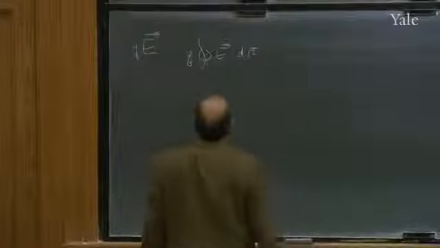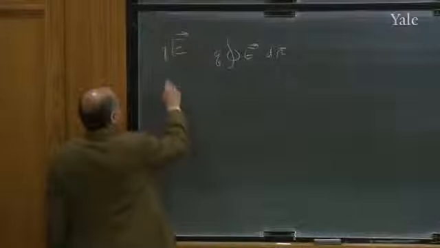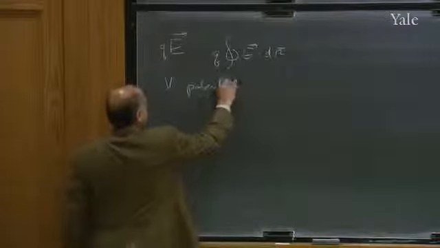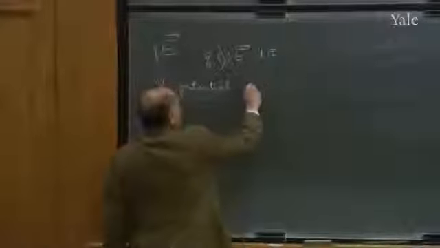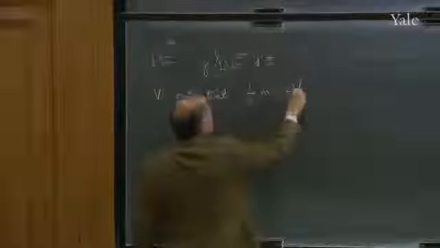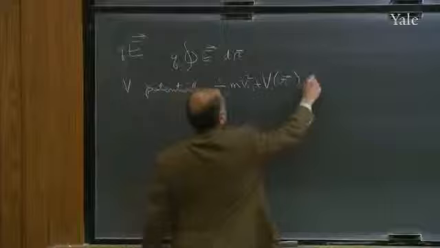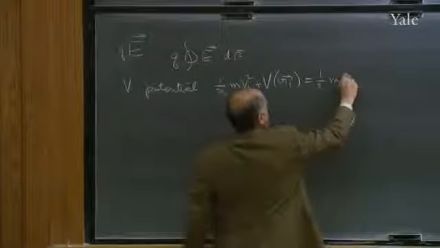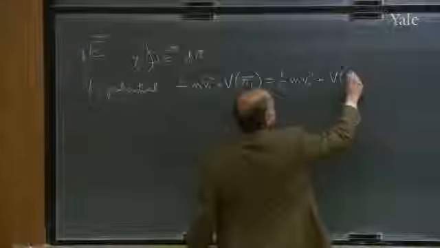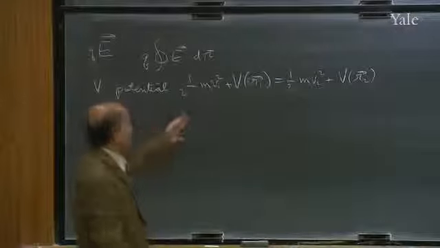That means we can define for this problem a potential, V, which is called the potential, so that 1/2 m v1 squared. This is a little v, this is big V. Capital V at the point R1 is equal to 1/2 m v2 squared plus capital V at the point R2. That was our goal. I made one mistake already.